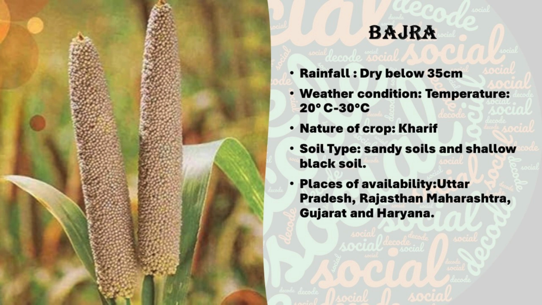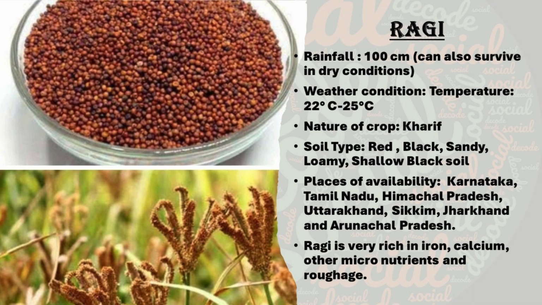The next one is ragi. Ragi is the most favorite millet for most people. Its cultivation happens mainly in three places: Karnataka, Tamil Nadu, and Uttarakhand. In these three places, ragi is the main crop cultivated. Ragi can also survive in dry conditions. Apart from that, ragi is a very important millet as it is rich in iron, calcium, and other micronutrients.